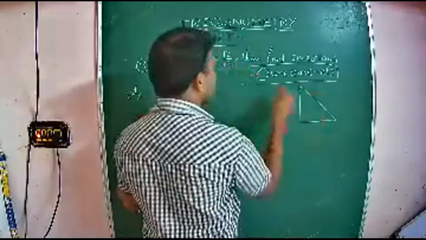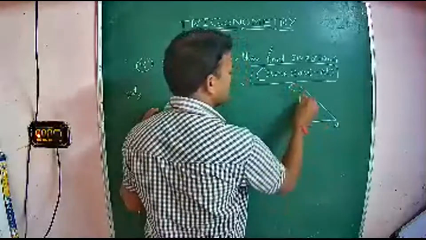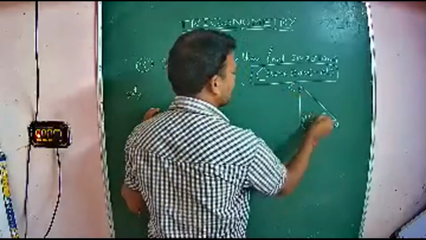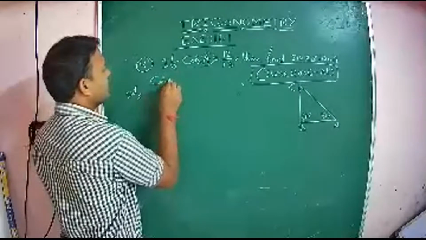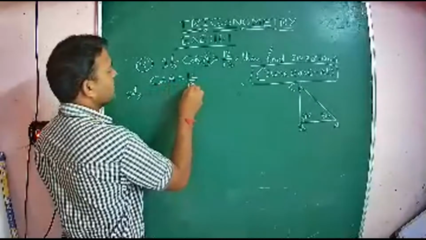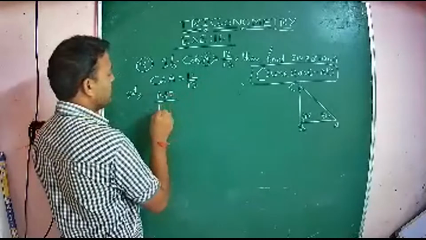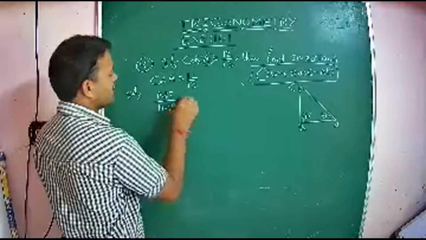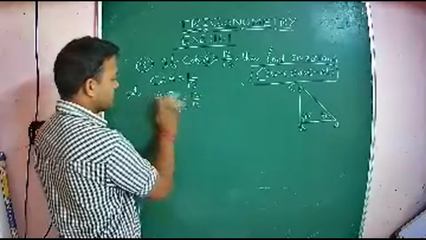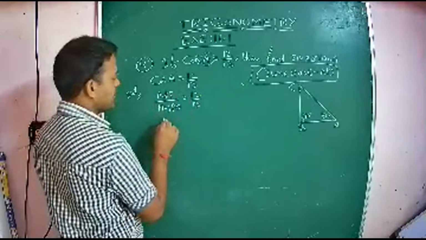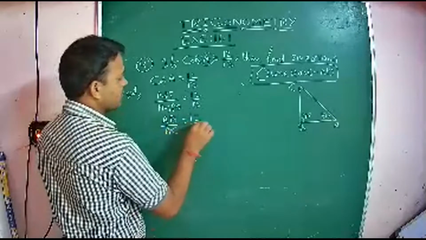So the acute angle is at A. A is given, so this is A and this is B and this is C. Angle B is 90 degrees. Now given cos A is equal to 12 by 13. Cos A is nothing but adjacent side by hypotenuse, equal to 12 by 13. So what is the adjacent side? Simply the adjacent side is AB, so AB by AC is equal to 12 by 13.